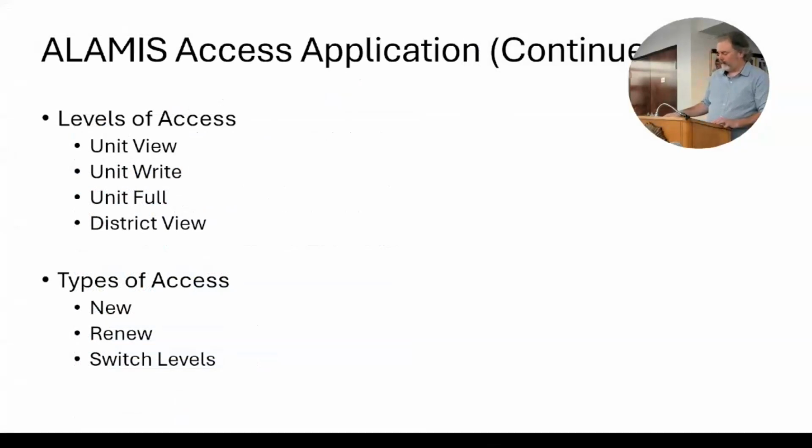So there are different levels and different types of access. And we're going to break them down individually. First, your levels. We have unit view, unit write, unit full, and district view. And then with our types of access, we have our new access, our renewal access, and our switch levels of access. And switch levels is actually 2 things.